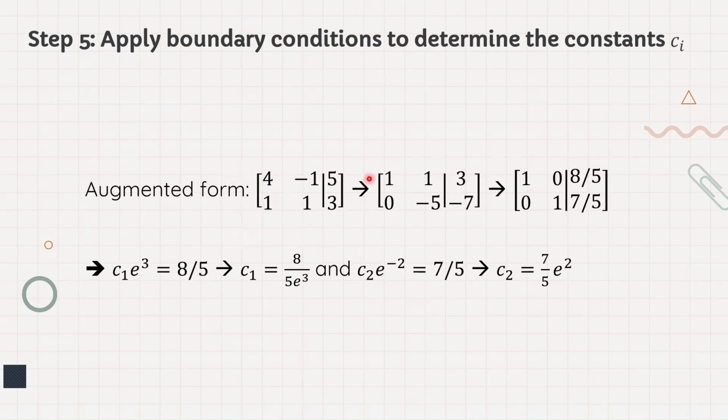With the augmented form, we can swap the first row and the second row and then subtract 4 times the first row from the second row. That will give us this one, and then we can divide the second row by minus 5 to get a 1 here, and then use this one to eliminate the entry above, which will give us a 0 here. So this one here is the coefficient of c1 times e to the 3. We will have c1 e to the 3 equals 8 over 5, and the same for c2 times e to the minus 2, which will give us 7 over 5. So moving e to the 3 to the right will give us c1, and moving e to the minus 2 to the right will give us c2.